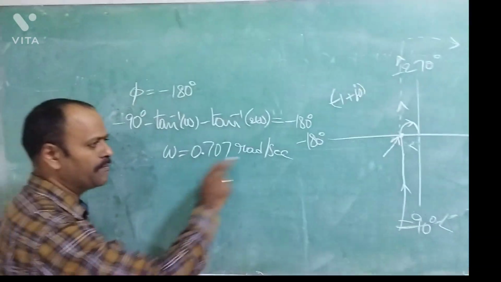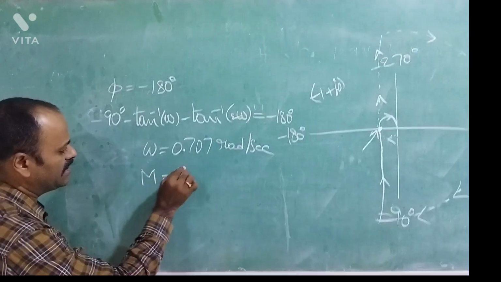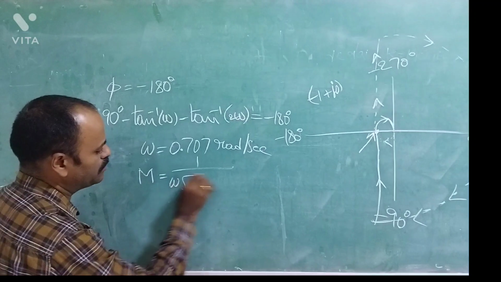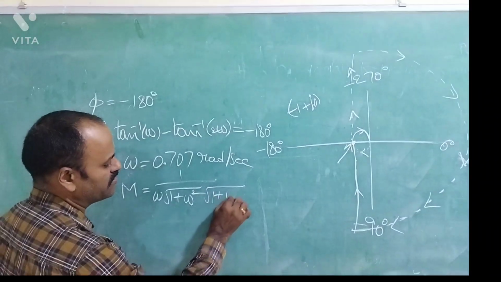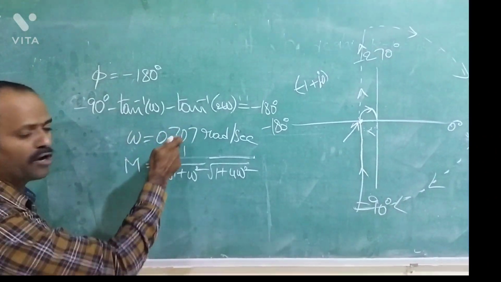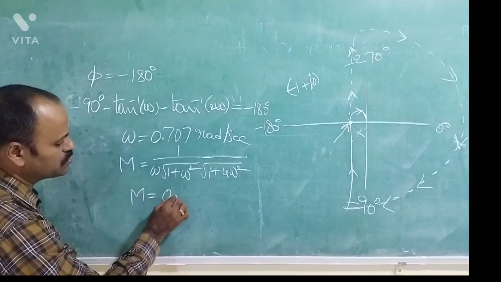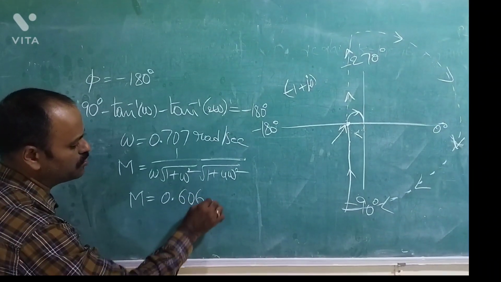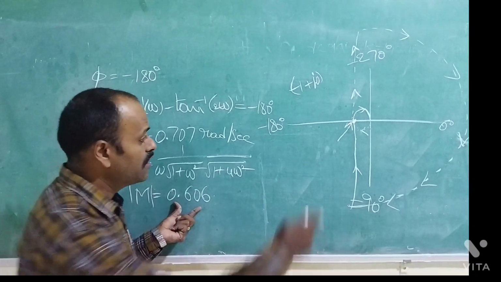Now let us find the magnitude at this particular omega value. We know the magnitude formula. M is equal to 1 by omega into square root of 1 plus omega square into square root of 1 plus 4 omega square. Substitute omega equal to 0.707 here. Then we get magnitude equal to 0.606. Where is that point?